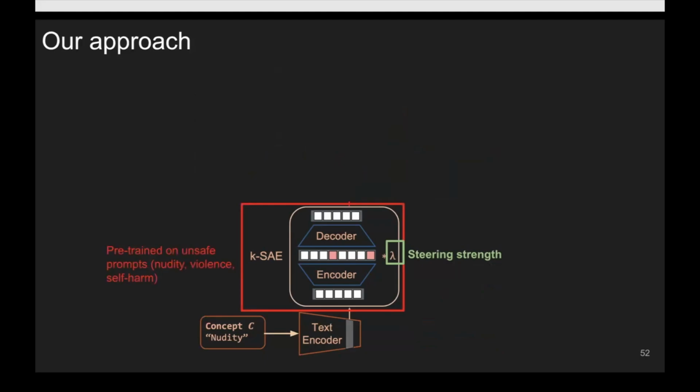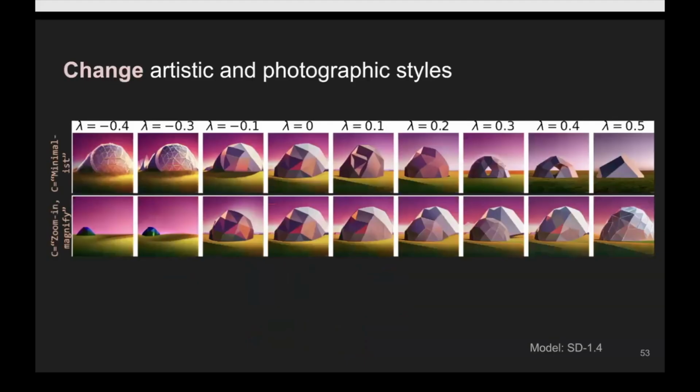It can be trained so that if the goal is to steer away from a bunch of unsafe concepts, then those were the set of prompts we used for pre-training it. If the goal was photographic styles or artistic styles, then there was another sparse autoencoder we trained on anything else, trained it once, and we were able to use it to steer any concept of choice. So a couple of quick examples.